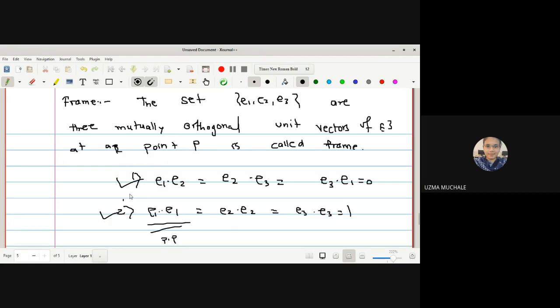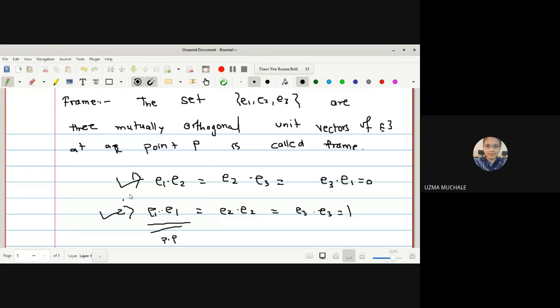So what did you understand from the frame? Actually, whenever we say frame, we imagine any photograph with some frame and all. But here, what is the definition of a frame? If you have any three vectors which are mutually orthogonal unit vectors. What do you mean by mutually orthogonal? The dot product of any vector with any other vector is 0, and unit vector means their norm is equal to 1, or you can say orthonormal, that is E1 dot E1 should be equal to 1 at any point P. It is called a frame if it satisfies these two conditions.